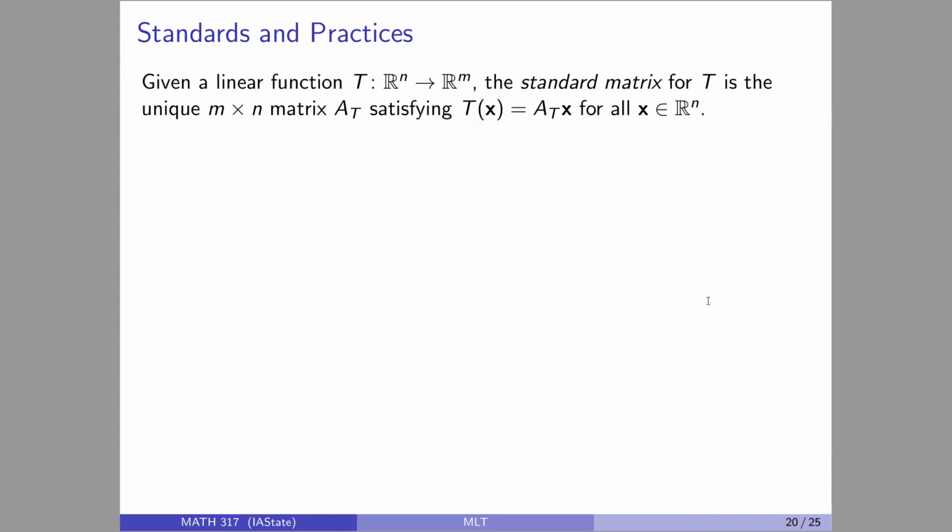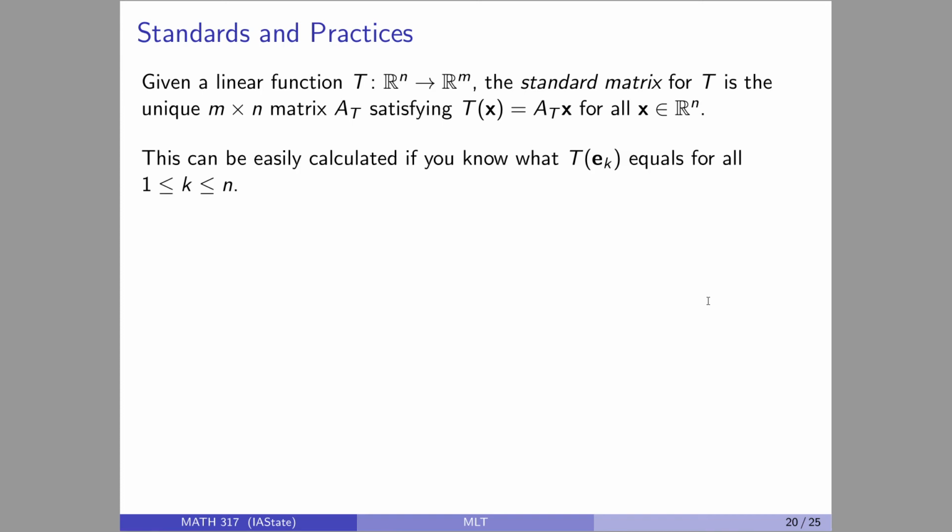Okay, so this matrix is usually referred to as the standard matrix. This would indicate there are other matrices. We'll talk about that in a moment. And it's a unique matrix satisfying that equation. Okay. Now, how do you find this? Well, by the proof, we just need to figure out what the linear function does to the basis elements, right? And we've already seen that repeatedly today. If you know what a linear transform does to basis elements, you know everything you need to know about the linear function.